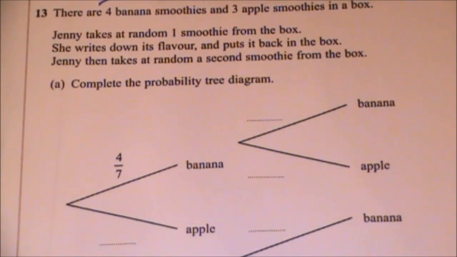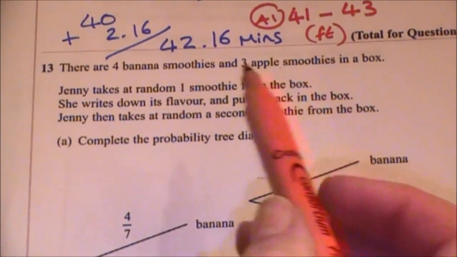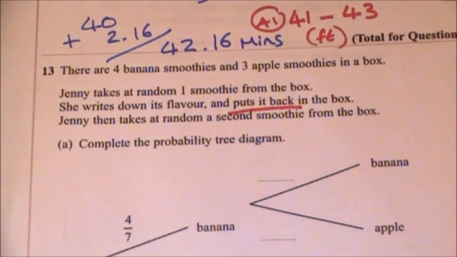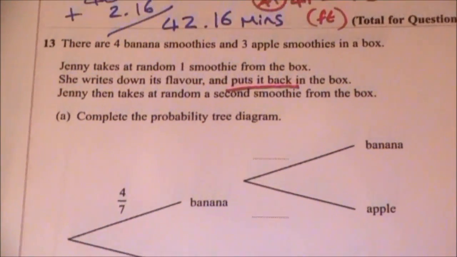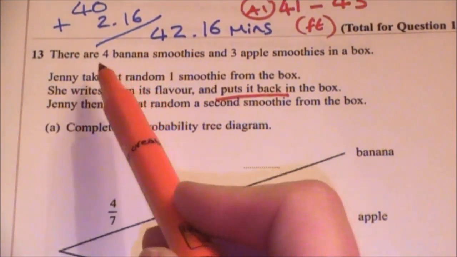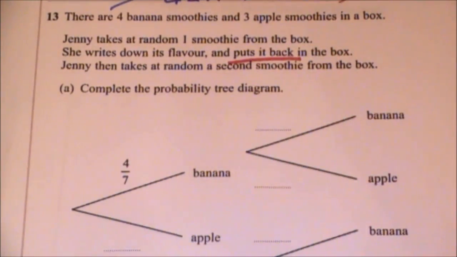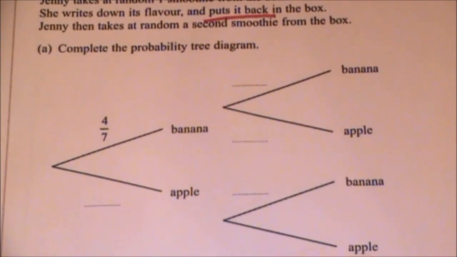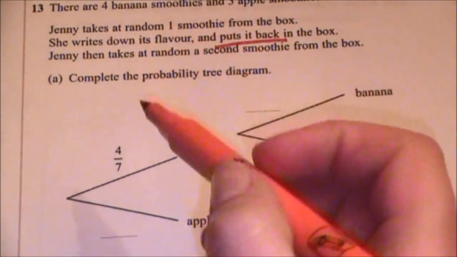Anyway, I want you to complete the probability tree diagram. Now, the most important thing in this passage is that Jenny puts it back in the box. That means that for my entire tree diagram, there's always going to be the original 7 smoothies in the box. If she didn't put it back in the box, my second leg of outcomes are going to be out of only 6 smoothies, okay? But she puts it back in the box.